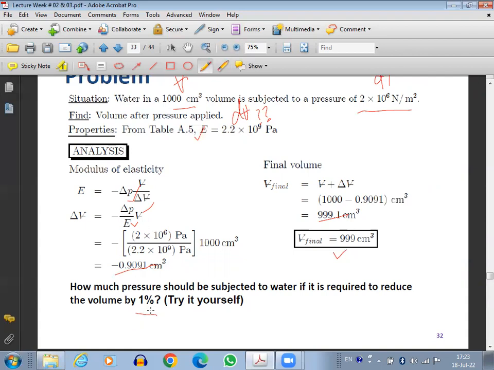Anything which is not clear so far? Everything is clear, huh?